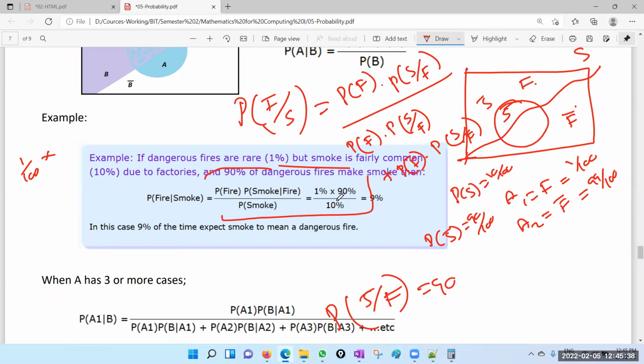So therefore this is 90. This is 90. So 1 into 90, or 90 divided by 100, that is the upper side.